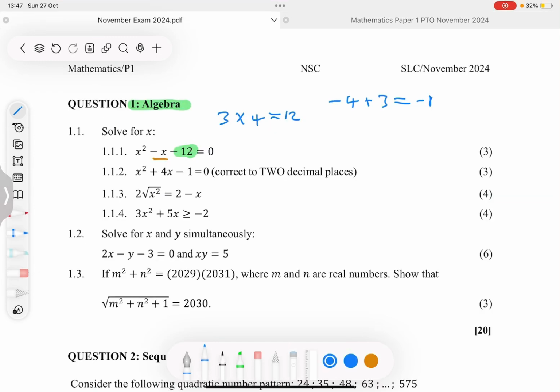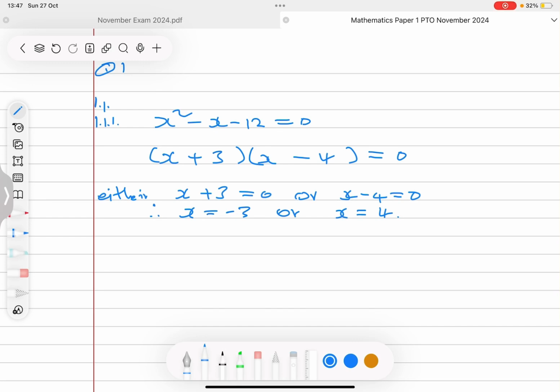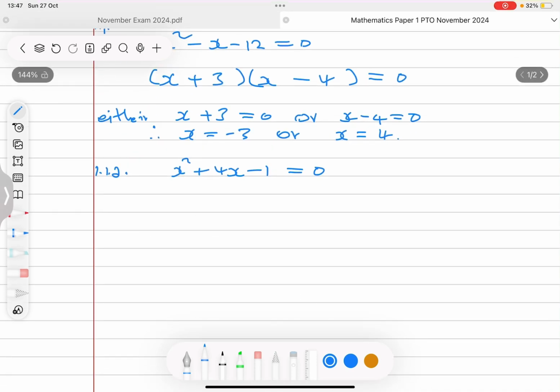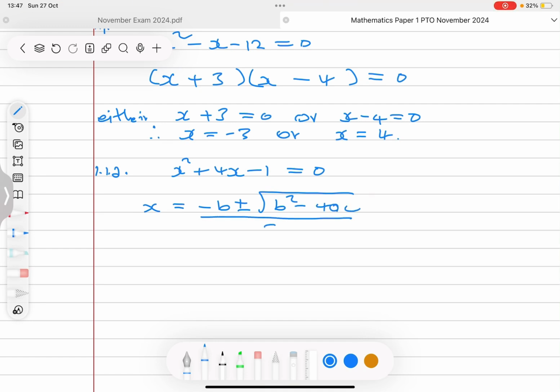1.1.2, they give us x squared plus 4x minus 1 is equal to 0. Here we're going to use the quadratic formula. We have x squared plus 4x minus 1 is equal to 0. Remember, our quadratic formula says if you want to find the values of x, they're going to be given by minus b plus or minus the square root of b squared minus 4ac over 2a.